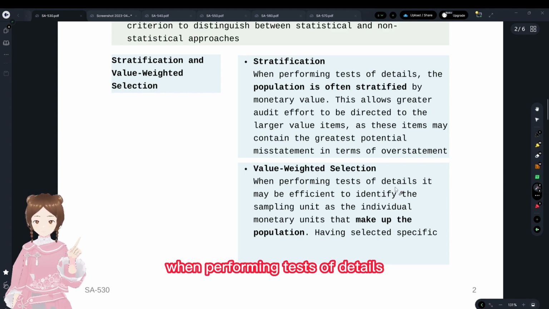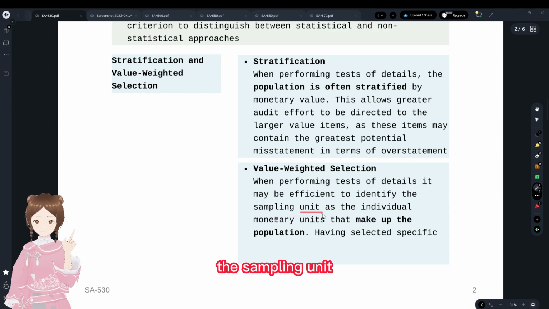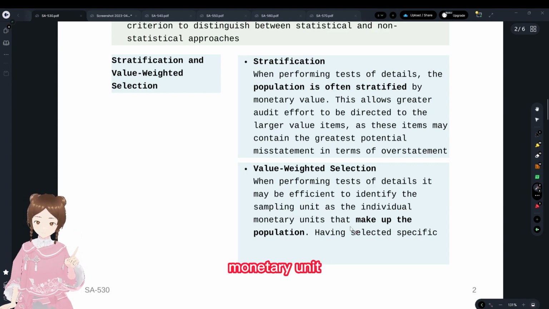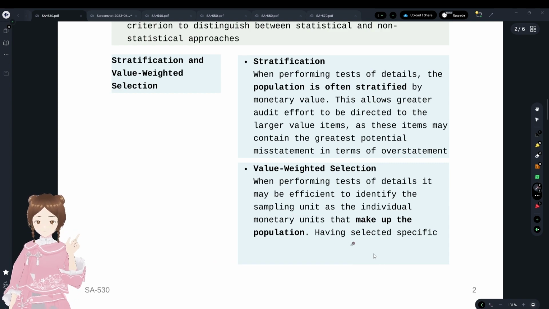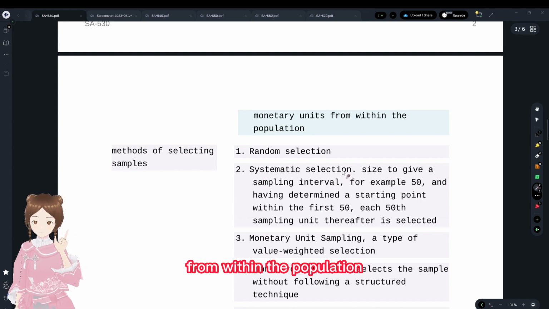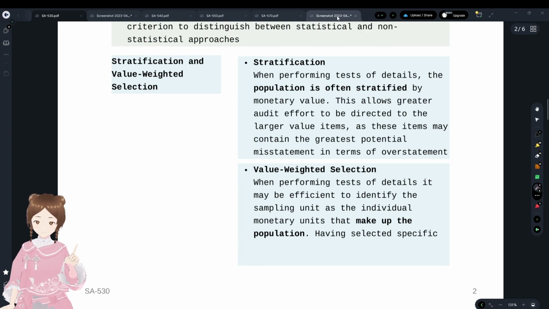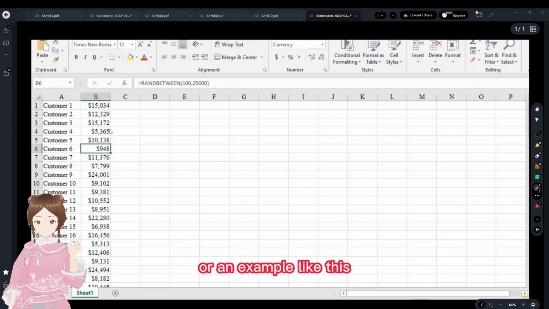When performing tests of details, it may be efficient to identify the sampling unit as an individual monetary unit that makes up the population, having selected specific monetary units from within the population. This is with regards to the value weighted selection. Now we'll see an example like this.